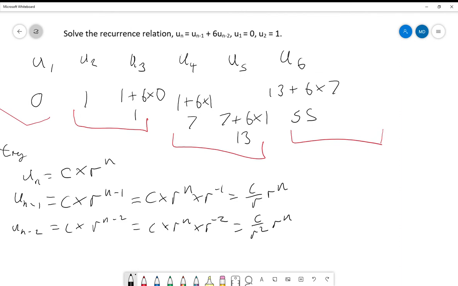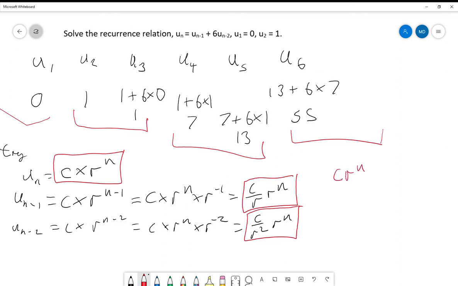And now we have our 3 different terms that we can plug in to our recurrence relation and see what happens. Plugging those in, c r to the n on the left hand side is going to be equal to 1 lot of un minus 1, so c over r, r to the n, plus 6 lots of c over r squared, r to the n. And like I say, that's 6 lots there, so let's make sure to put that in. There you go, 6c.